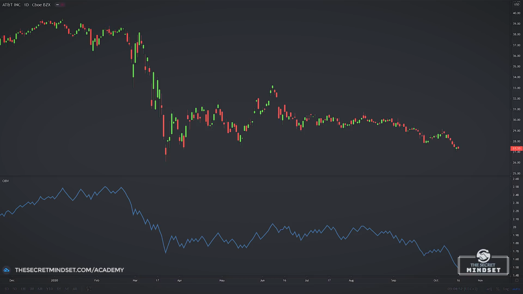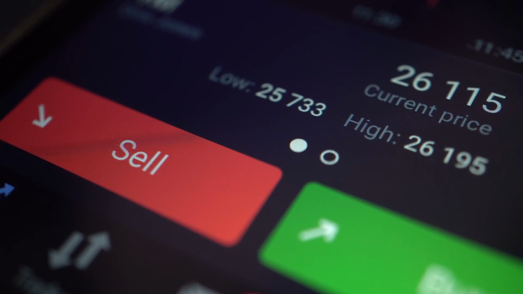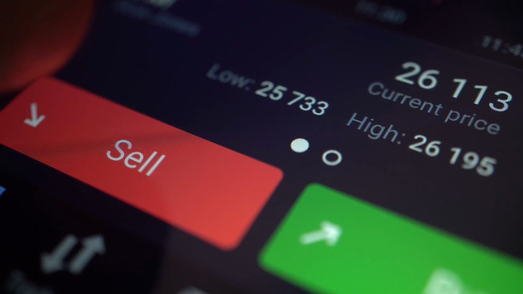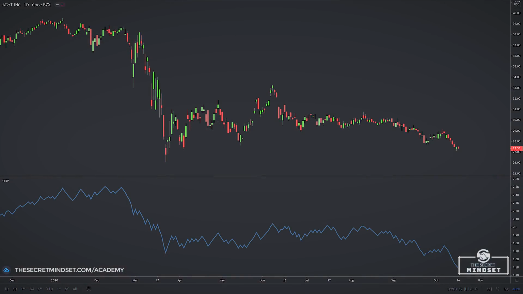There are many different indicators that traders and investors can use in their analysis. Here are the most important ones that can help you to break down the market and what move it's about to make.